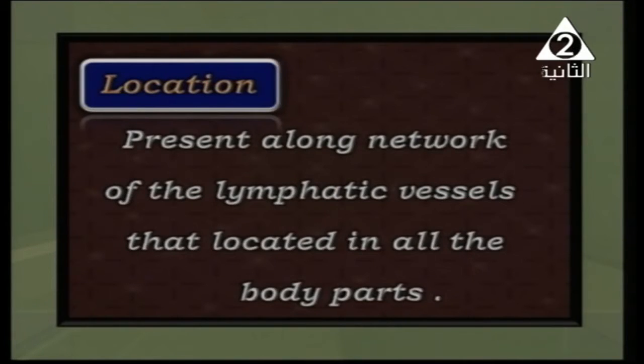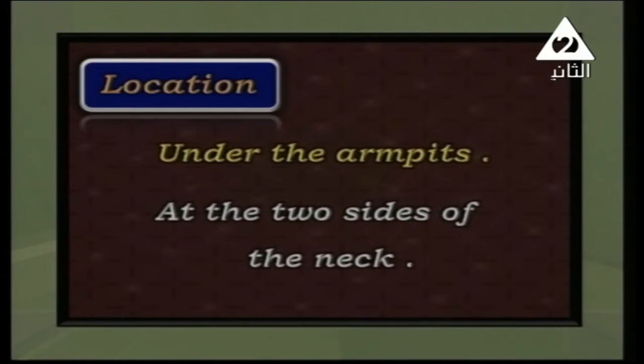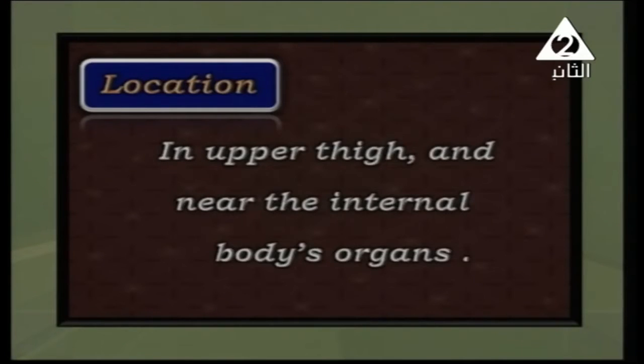Where they are located, they are present along a network of lymphatic vessels that are located in all the body parts. So there is no specific part inside the body, but they are in different and scattered body areas, as we're going to know right now. Under the armpits, at the two sides of the neck, they are also separated as a kind of nodes longitudinally, and in the upper thigh, and near the internal body's organs. I mean near the sexual organs.